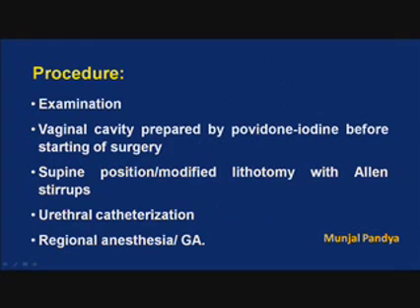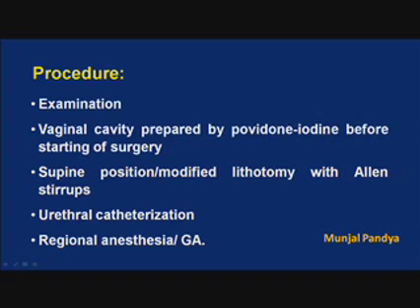Starting with the procedure, routine preoperative examination is a must, followed by blood investigations, ultrasonography, and special investigations as the case may be, like MRI and intravenous pyelography. One of the most important investigations before proceeding with hysterectomy is a recent Pap smear. In cases of huge fibroid, compressing fibroid or adnexal masses, intravenous pyelography can be opted for before proceeding with the procedure. The vaginal cavity is to be prepared with povidone iodine before the start of the procedure.